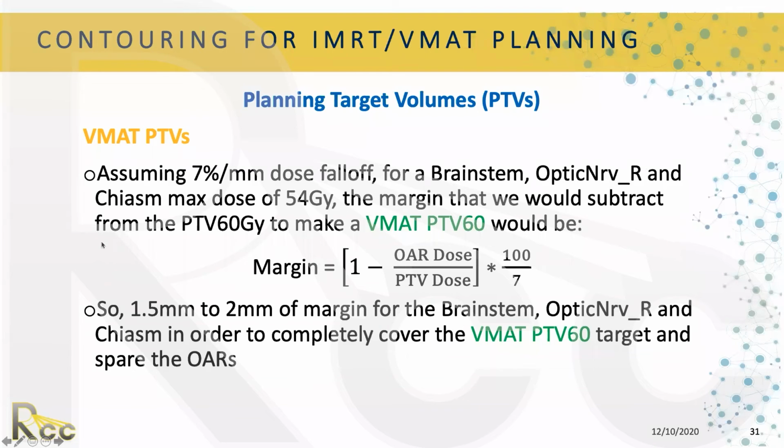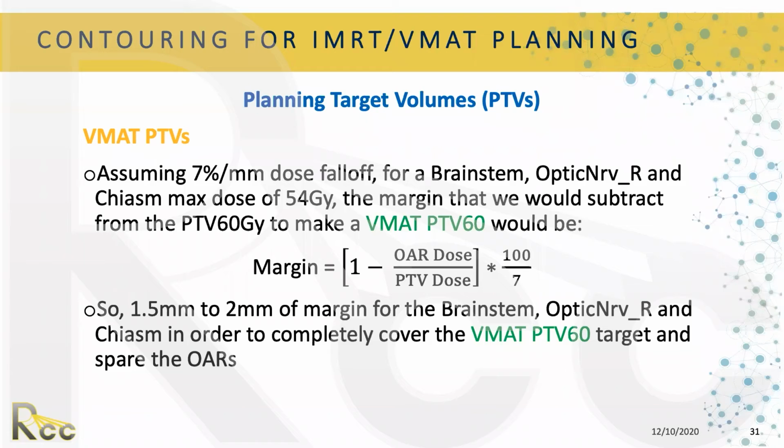So assuming, for example, a 7% per millimeter dose fall-off, for a brain case, with the target going to 60 gray. If the brainstem, the optic nerve, in this case, because I have an example to show you, and the chiasm are overlapping with the PTV, and we know the maximum dose for those structures is 54. Maybe for the brainstem it's a little more, but just to make it simple.